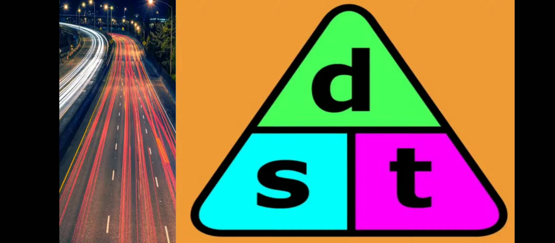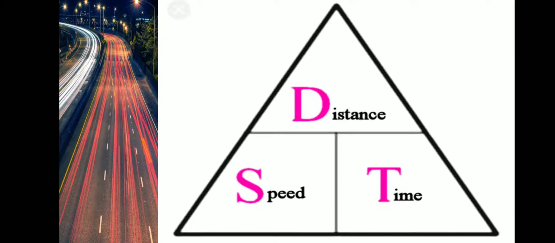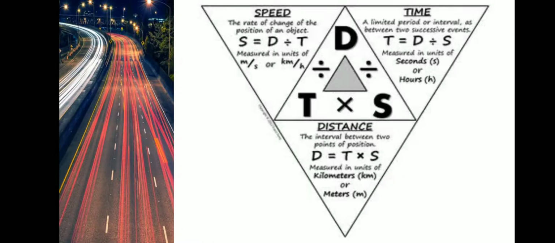We can understand this with this triangle. See this D, S and T. We know D is for distance, S for speed, T for time. Now what does this triangle tell? Now let us understand. See here this triangle.